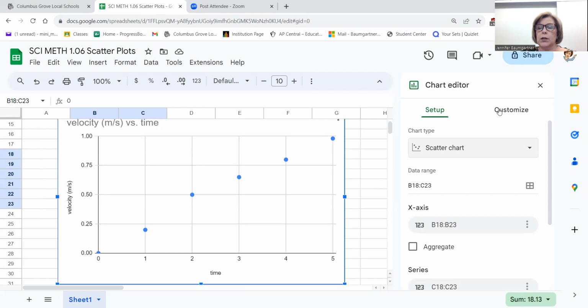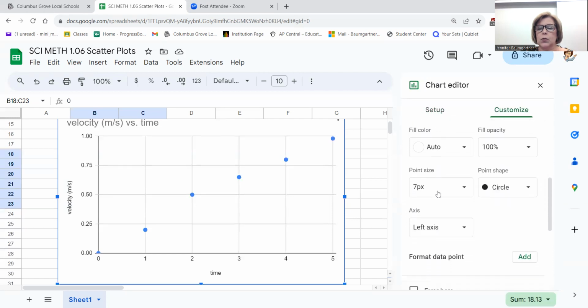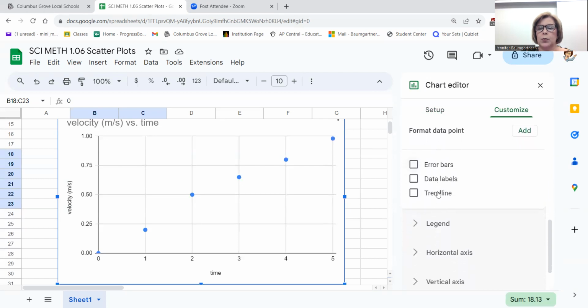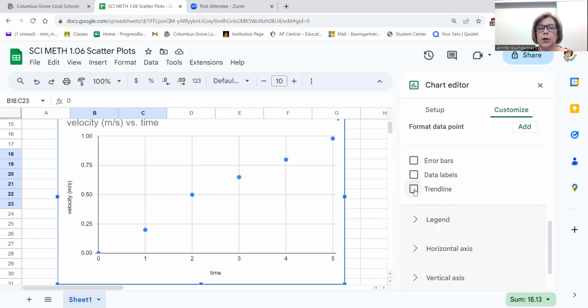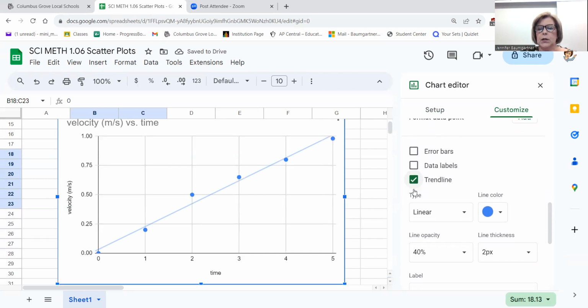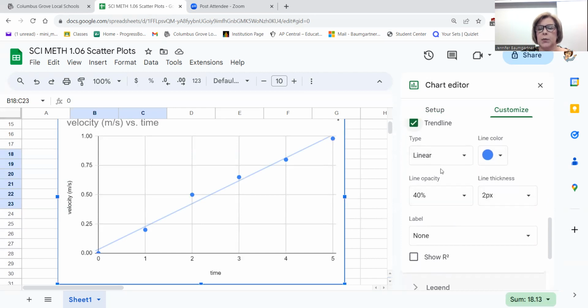So we're going to do that by going to Customize. We're going to go to Series. Underneath Series, I'm going to scroll down until I get to Format. Underneath Format Data Point, I'm going to put in Trend Line. There's my line. This lets me change the color, just kind of the cosmetics of it.